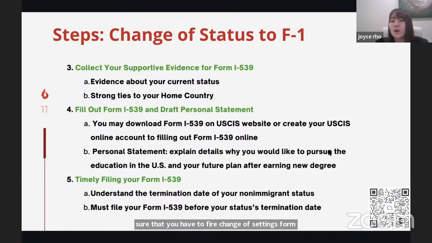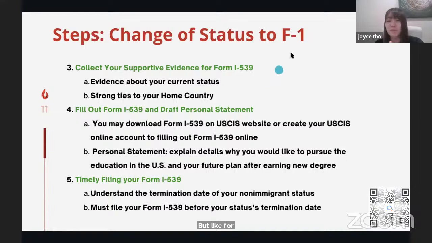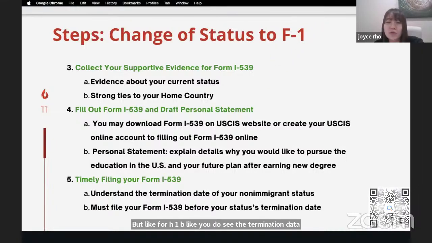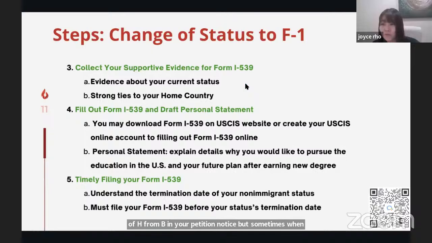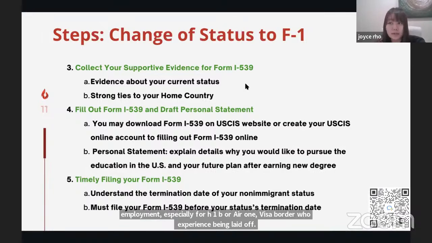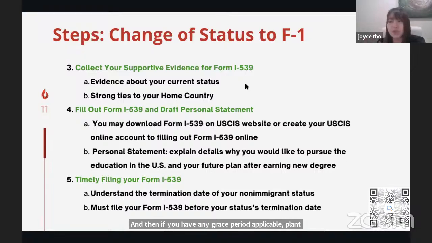But for H1B, you do see the termination date of H1B in your petition notice, but sometimes when you experience being laid off recently and have a certain termination date of employment, then you have to think of the grace period, like 60 days after your termination date of employment. So make sure you know when your termination date of employment is, especially for H1B or L1 visa holders who experience being laid off. And if you have any grace period applicable, count the 60 days carefully so that you don't miss the termination date deadline.